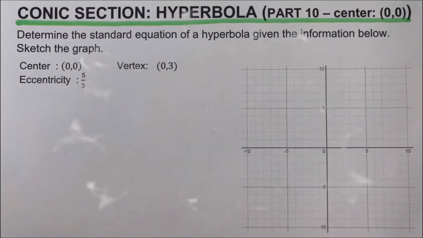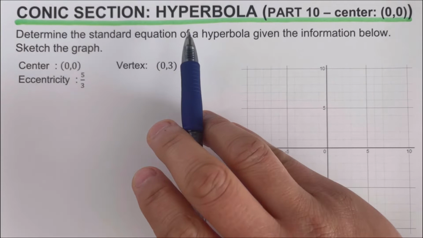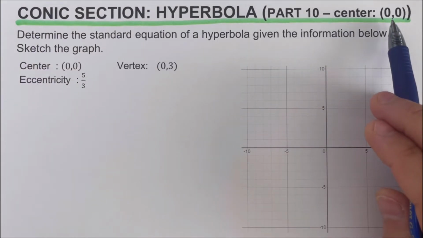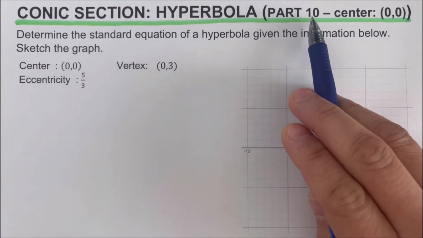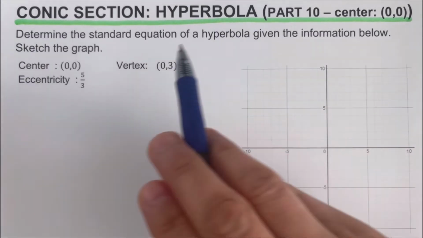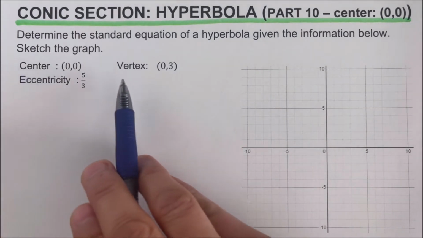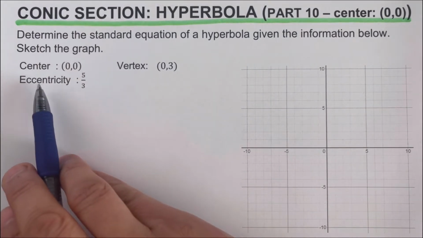Hello everyone. This video will focus on conic sections, specifically on hyperbola with center at (0, 0), or at the point of origin. And this is the 10th part. In this part, we're supposed to determine the standard equation of a hyperbola given the center, the coordinates of the vertex, and the eccentricity.